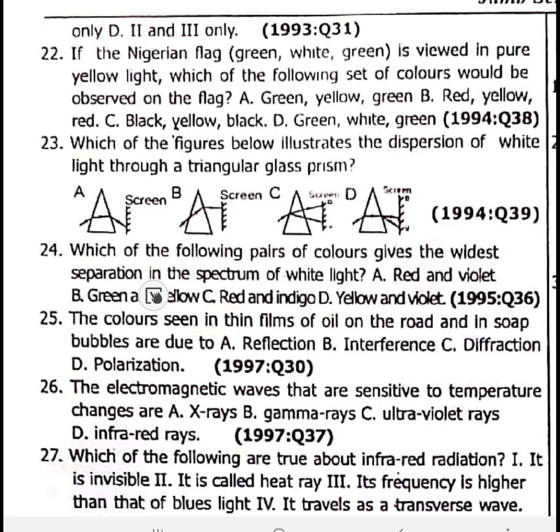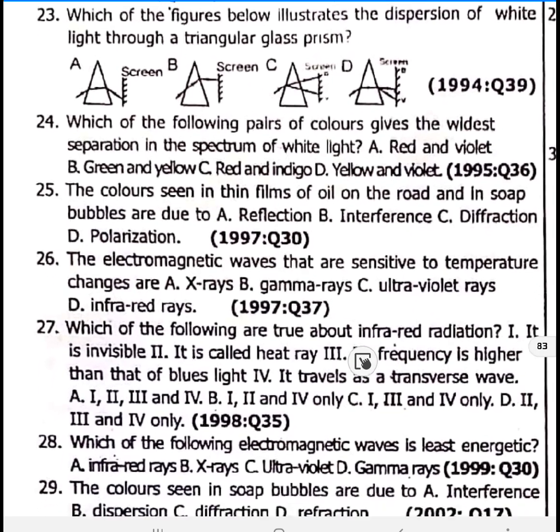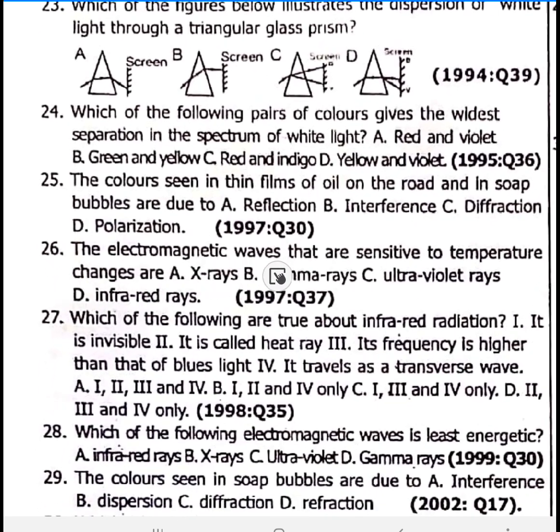24. Which of the following pairs of colors gives the widest separation in the spectrum of white light? Red and violet. Option A. 25. The colors seen in a thin film of oil on the road and in soap bubbles are due to interference. 26. The electromagnetic waves that are sensitive to temperature change are X-ray. Option A.